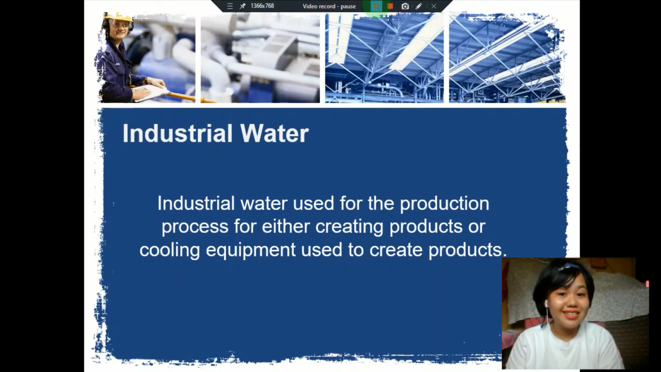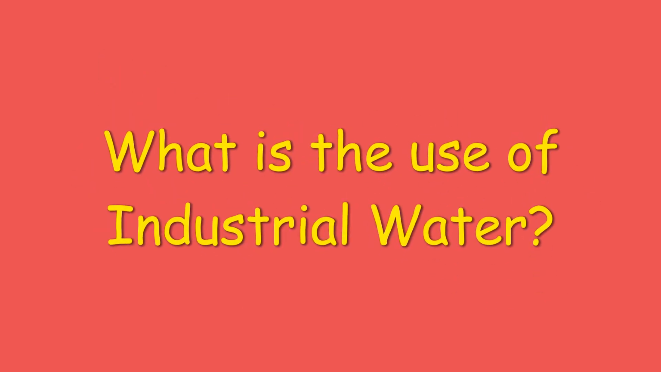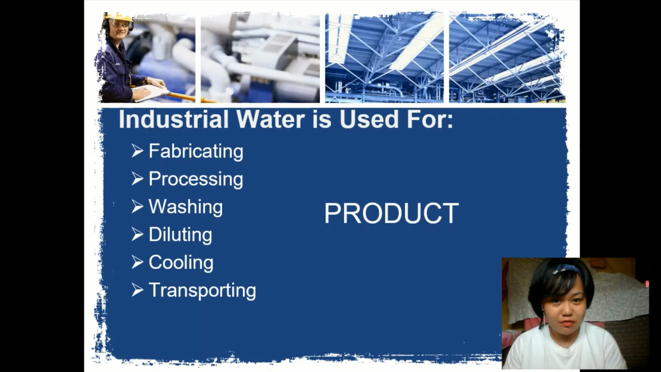Water is very essential to most industries, and it is widely used for a variety of purposes. Manufacturing and some other industries use water during the production process of creating their products or cooling equipment used to create their product. Industrial water is used for the fabrication of the product, processing, washing the product, diluting the product, cooling the product, and also for the transportation of the product.